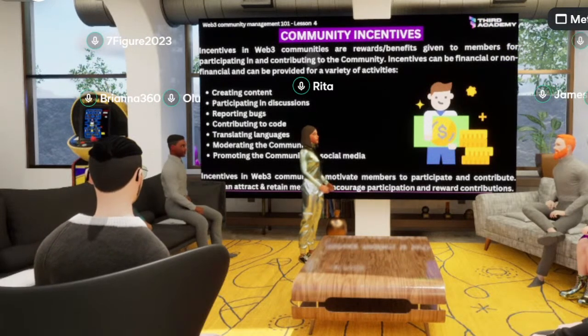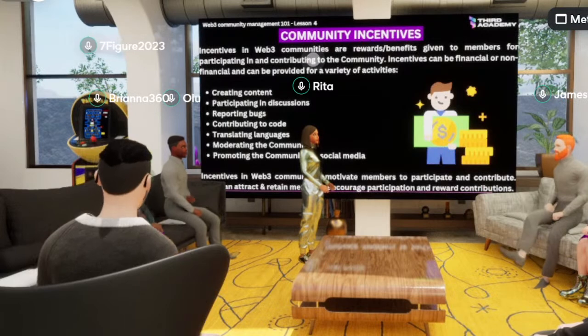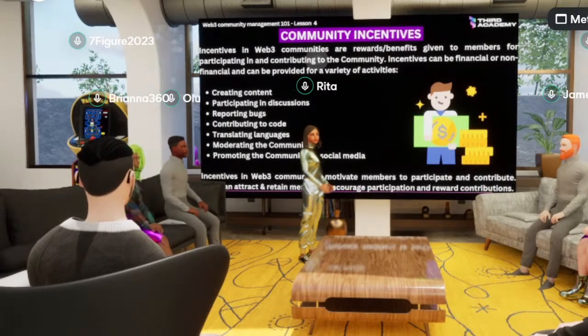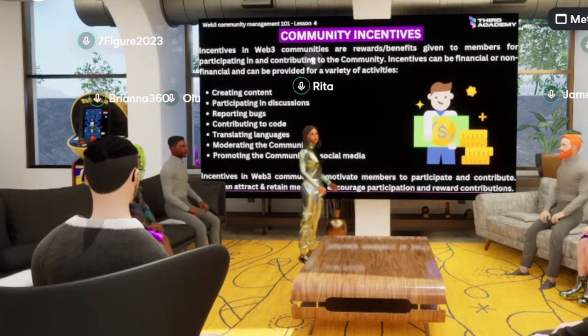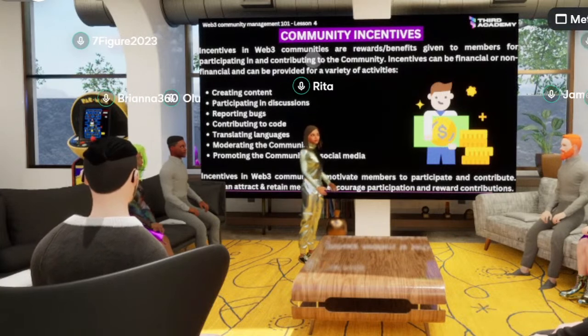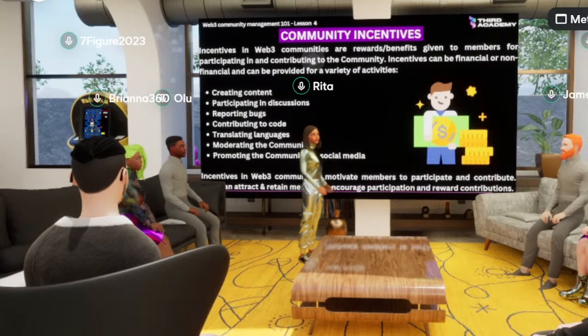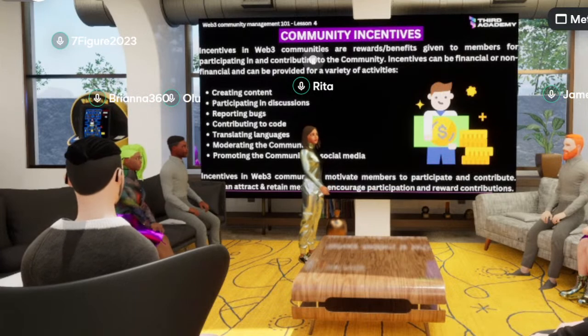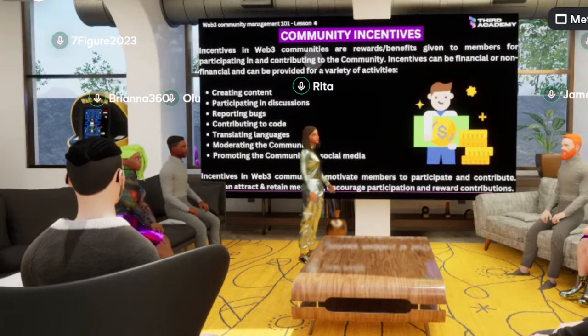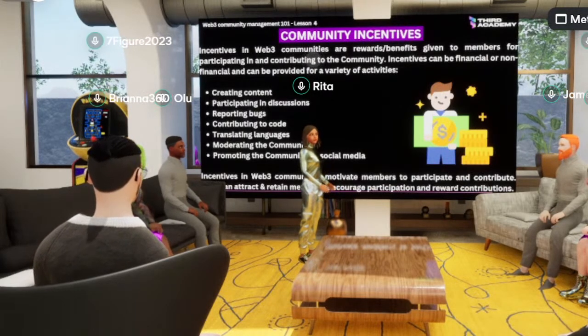Incentives. Incentives in Web3 communities are rewards or benefits that you give to members for participating in and contributing to the community. Incentives can either be financial or non-financial, and they can be provided for a variety of reasons.